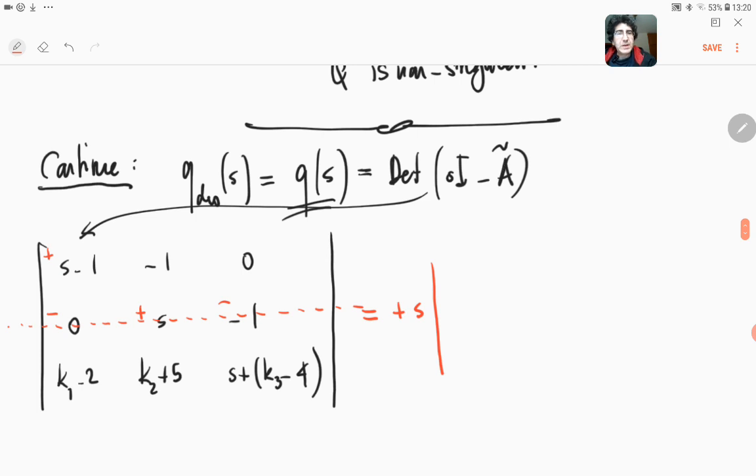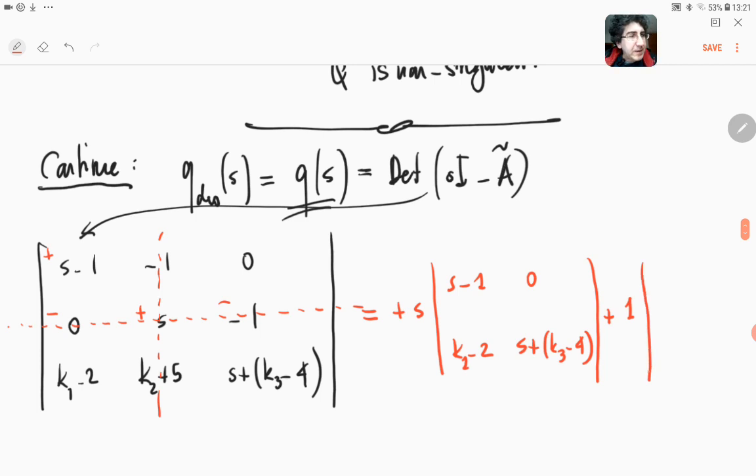hiding this column and row. So we will have s minus 1, 0, k1 minus 2, and s plus k3 minus 4. So that's one subdeterminant. And plus 1 times, because I have a minus 1 here and another minus here, minus minus plus. And then I will basically have another submatrix here: s minus 1, minus 1, k1 minus 2, and k2 plus 5.